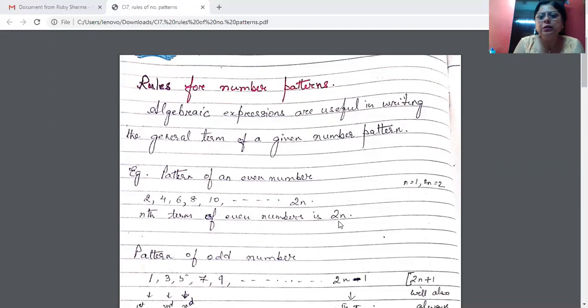Now see whether it is correct or not, we can put the values and find out. So if you write for n is equal to 1, the first term, n is equal to 1, isn't it? So you get 2. So the first term is 2. The second term, that means n is equal to 2. So we put here 2, we get 4, isn't it? So this is how you find the general rule.